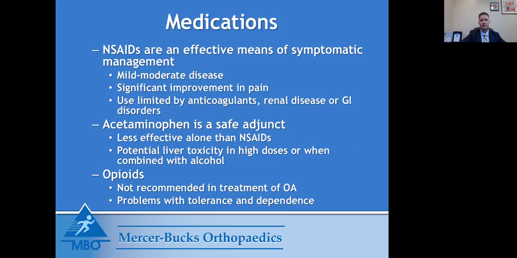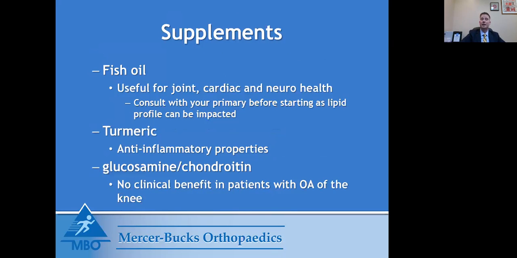Acetaminophen, which is Tylenol, can be a safe adjunctive medicine to NSAIDs. It is not as effective as NSAIDs when used alone. And again, it has limitations when used in high doses or combined with alcohol. Opioid or narcotic medications are generally not recommended in the treatment of osteoarthritis, and there are some significant problems that can arise with tolerance and dependence.